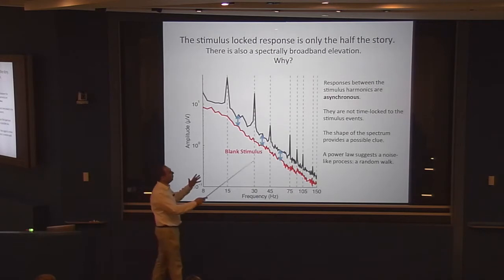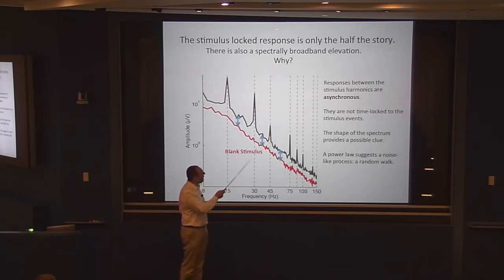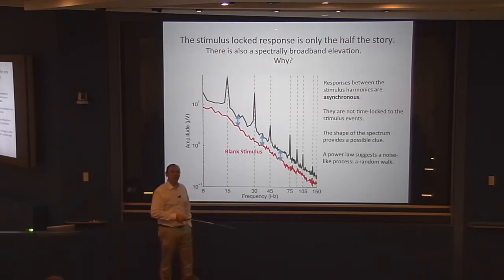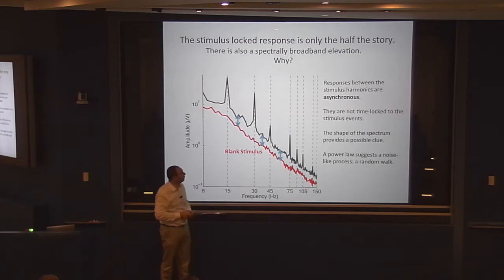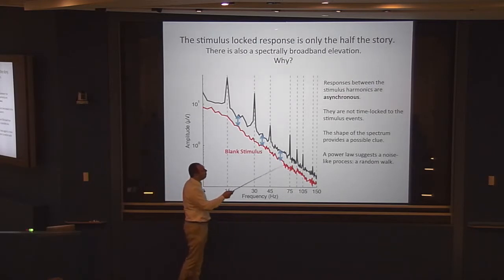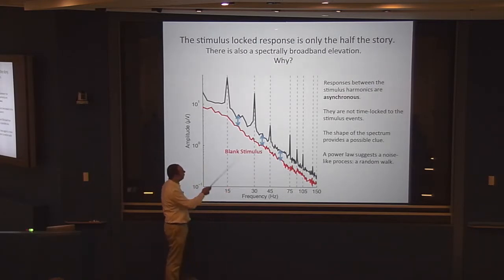Before I answer that, I'll just make a couple of observations about it, which is that the responses between the stimulus harmonics, like over here, say, are asynchronous with the stimulus. Because the stimulus is flickering at 15 hertz, not at 18 hertz. It's just not synchronous with the stimulus. So they're not time locked to the stimulus events. The shape of the spectrum, the fact that it's a straight line in this log-log space, provides a possible clue.